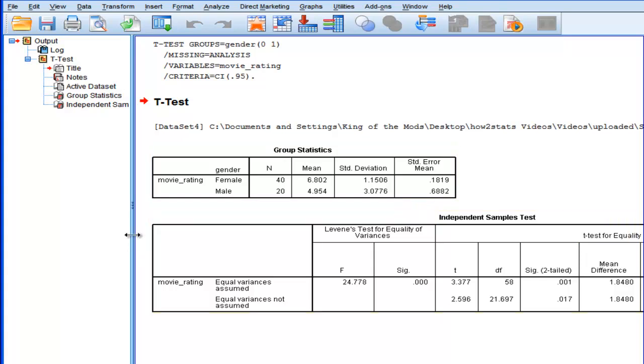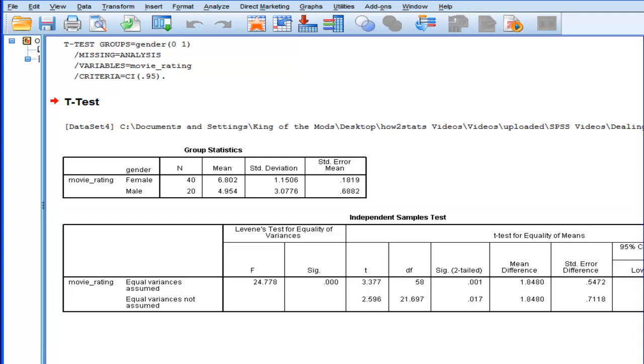The t-test assumes homogeneity of variance, but there is a correction factor that can be applied. It's Welch's correction in SPSS. And we have equal variance not assumed: t-value of 2.596, degrees of freedom of 21.697, and it's statistically significant, p equal 0.017, which isn't as significant in comparison to if we just ignored the fact that there are standard deviation differences. And that's what the correction's about.